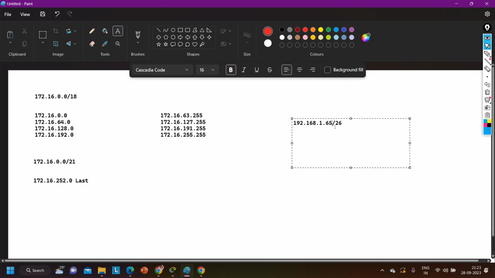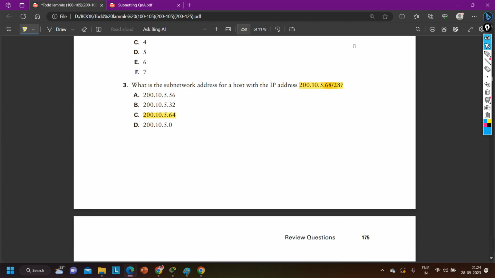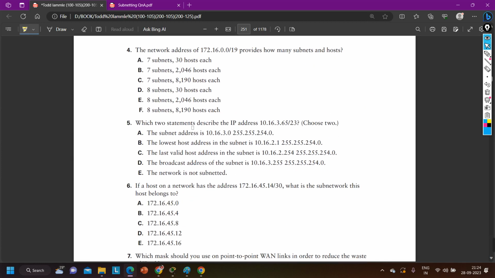The last one is present in the fourth octet, so we need to find the nearest number which is divisible by my block size, that is 64. So this is how we can calculate the network ID. Here also you can see the block size is 8. So if the block size is 8, then the nearest divisible number is 64 to 68. Because of that, this is your network ID.